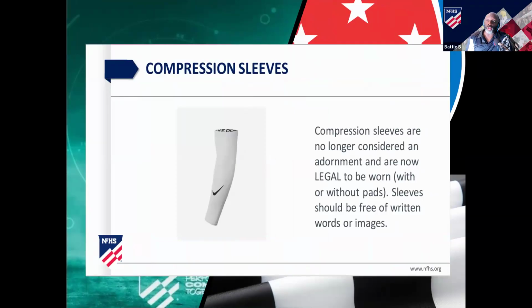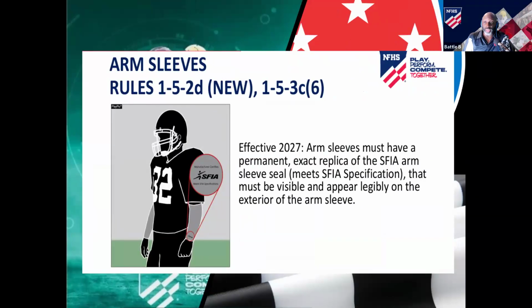All right, so the compressive sleeves are no longer considered an adornment and are now legal to be worn. Even without pads, sleeves should be free of any written words or images. However, in 2027, 2 years from now, they all must meet this SFI specification and must be visible and appear legible on the exterior of the arm sleeve. Again, either NFHS owns them or they're getting a kickback from them. And so if you want to wear it, it has to be that. If they don't have it, they can't wear it.